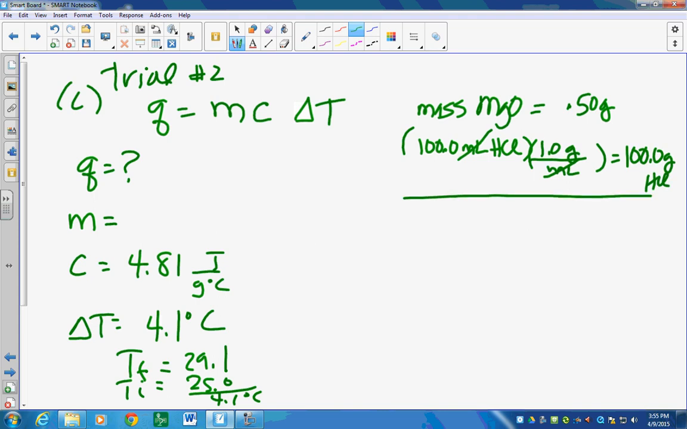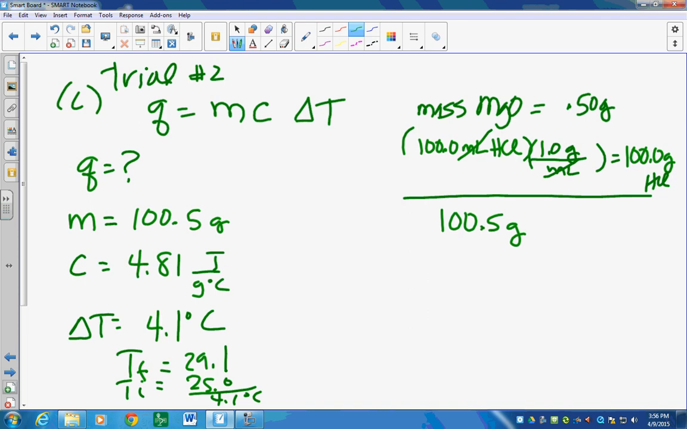And conservation of mass. If you have 100 grams of HCl and 0.5 grams of MgO, what's the total mass in the styrofoam cup? It's 100.5 grams. I hope that makes sense. Now, if you look in the scoring guidelines, and you should, they actually have 3 different answers, because if you use trial 1, you get a different answer than if you use trial 2, you get a different answer as if you use trial 3.